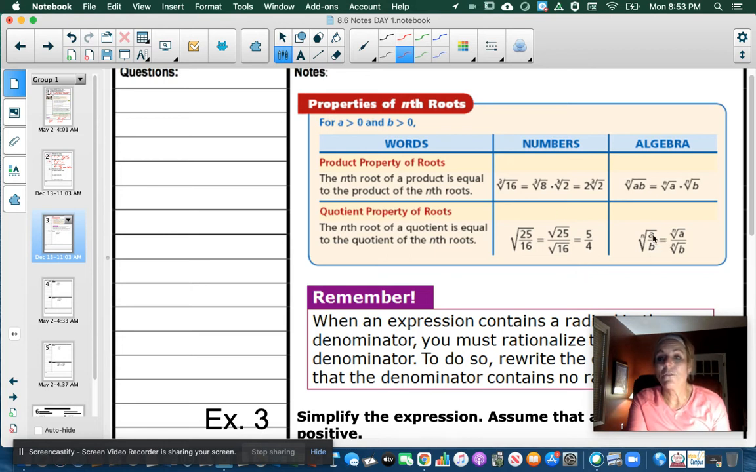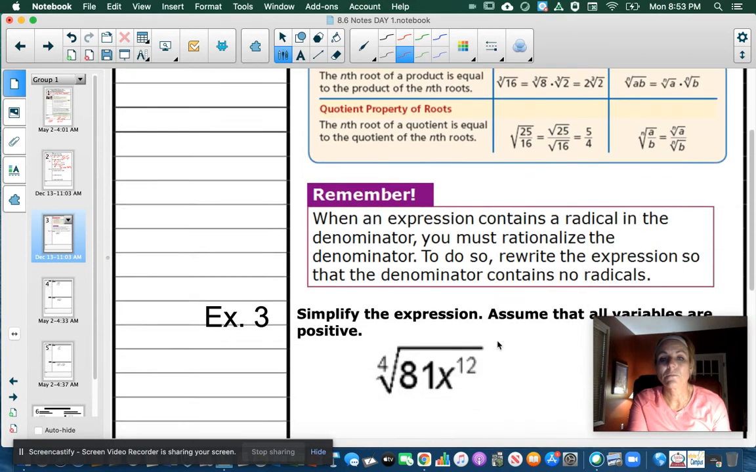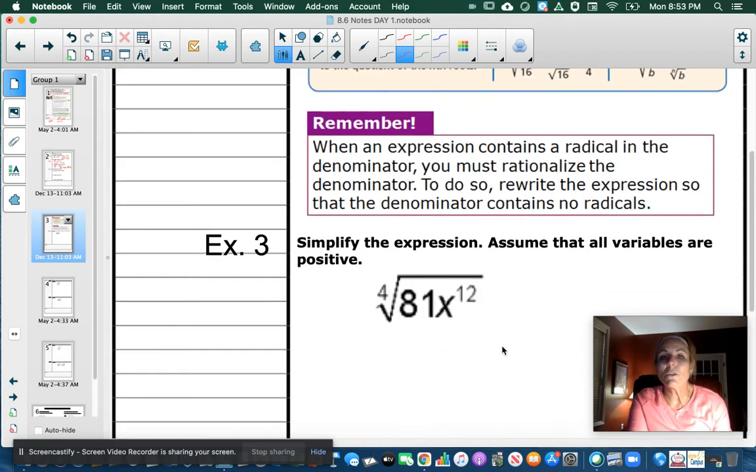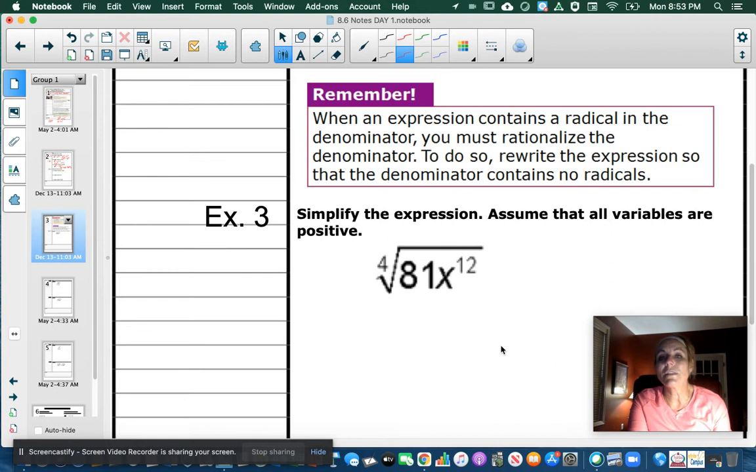So when we have a fraction underneath a radical sign with one index, we can separate them into two separate radical signs. When an expression contains a radical in the denominator, you must rationalize the denominator. To do so, you rewrite the expression so that the denominator contains no radicals. And we will talk about that when we get to that.